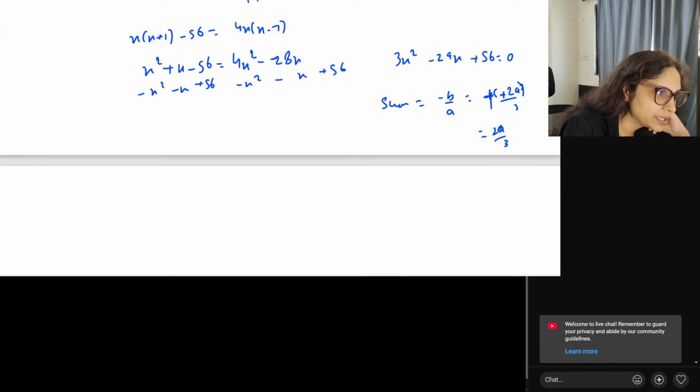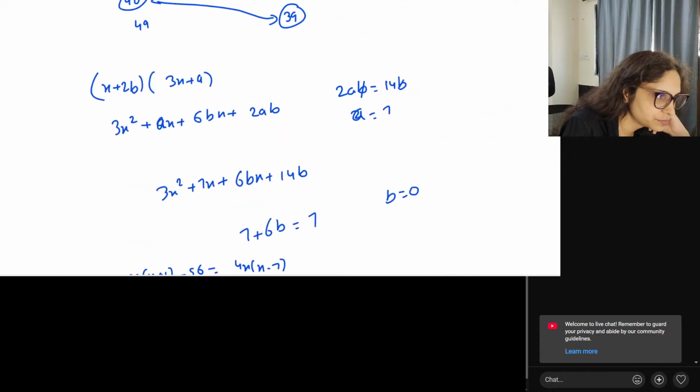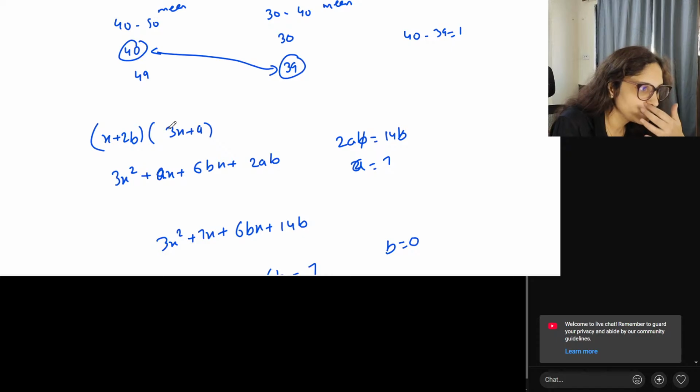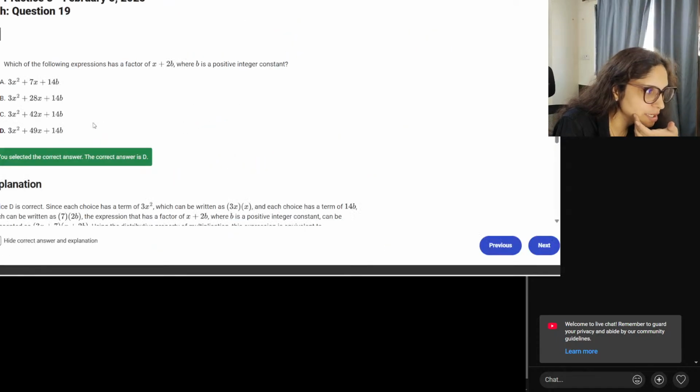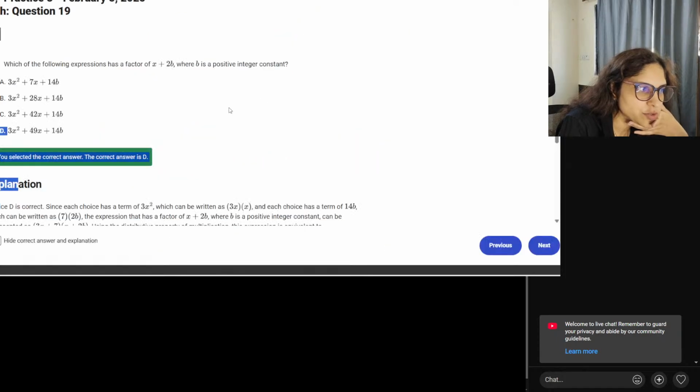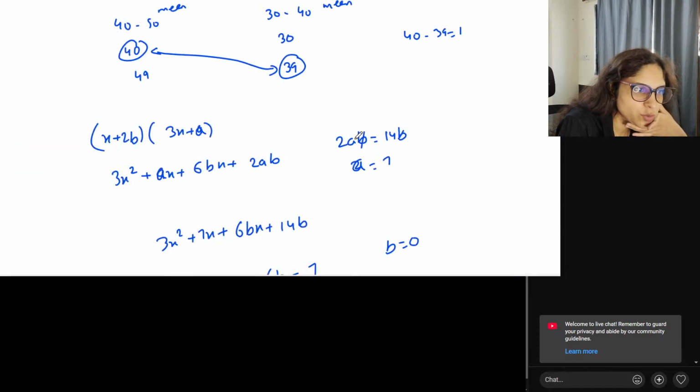So I'll tell you why I took 3x plus a. Because it has to be 3x squared. If you didn't know what to take, you could have also taken ax plus c, but we know it is going to be 3x squared. In all the options, 3x squared, 3x squared, 3x squared, 3x squared. That means it has to be 3x plus something, so that 3x times x will become 3x squared, because x plus 2b is one of the factors. So 3x squared plus ax plus 6bx plus 2ab. Now in all the options you can see 14b is given. So that means 2ab has to equal 14b. That means a is going to be 7. That means we are multiplying 3x plus 7.